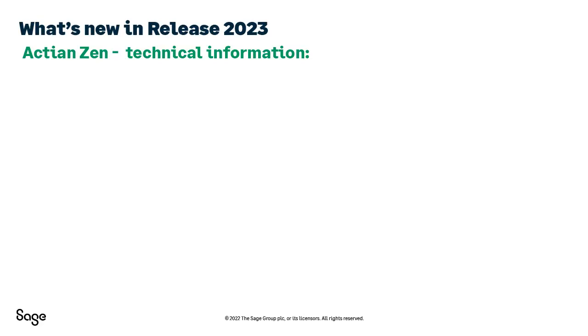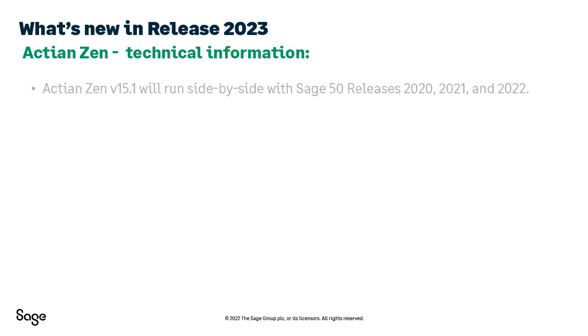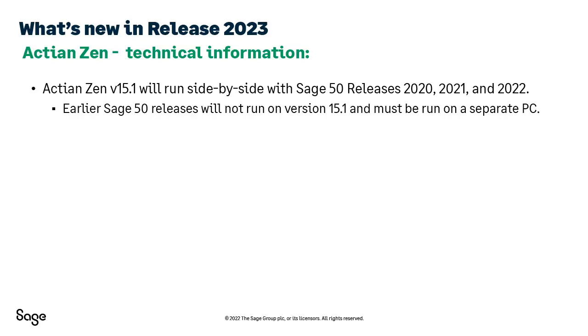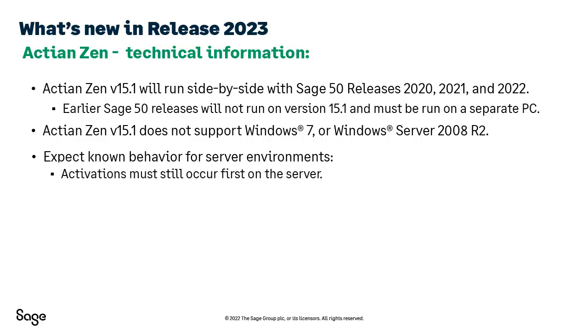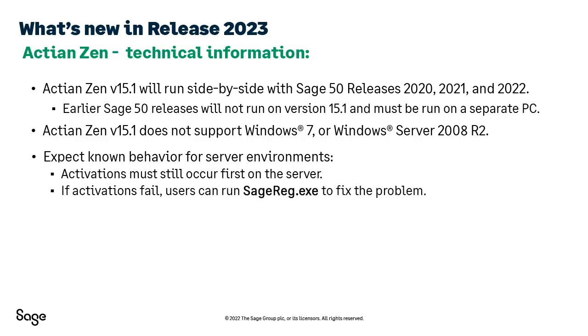And here is some technical information that you may find helpful. Actian Zen version 15.1 will run side by side with Sage 50 releases 2020 through 2022. Earlier Sage 50 releases will not run on version 15.1 and must be run on a separate PC. Actian Zen version 15.1 does not support Windows 7 or Windows Server 2008 Release 2. Expect known behavior for server environments. Activations must still occur first on the server. If activations fail, you can still run sagereg.exe to fix the problem.